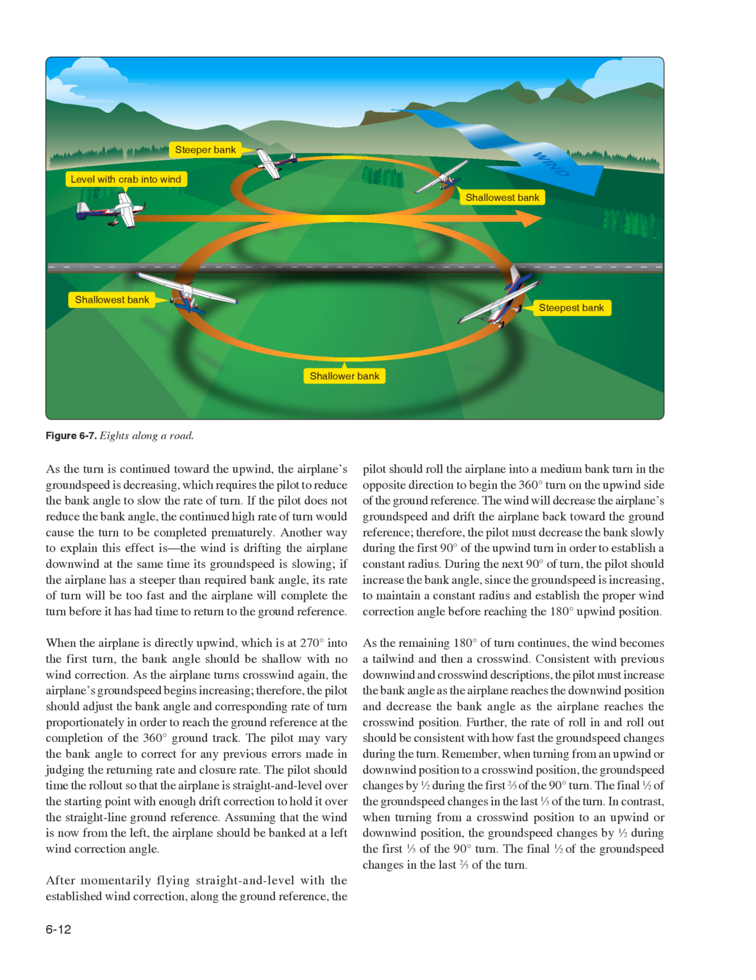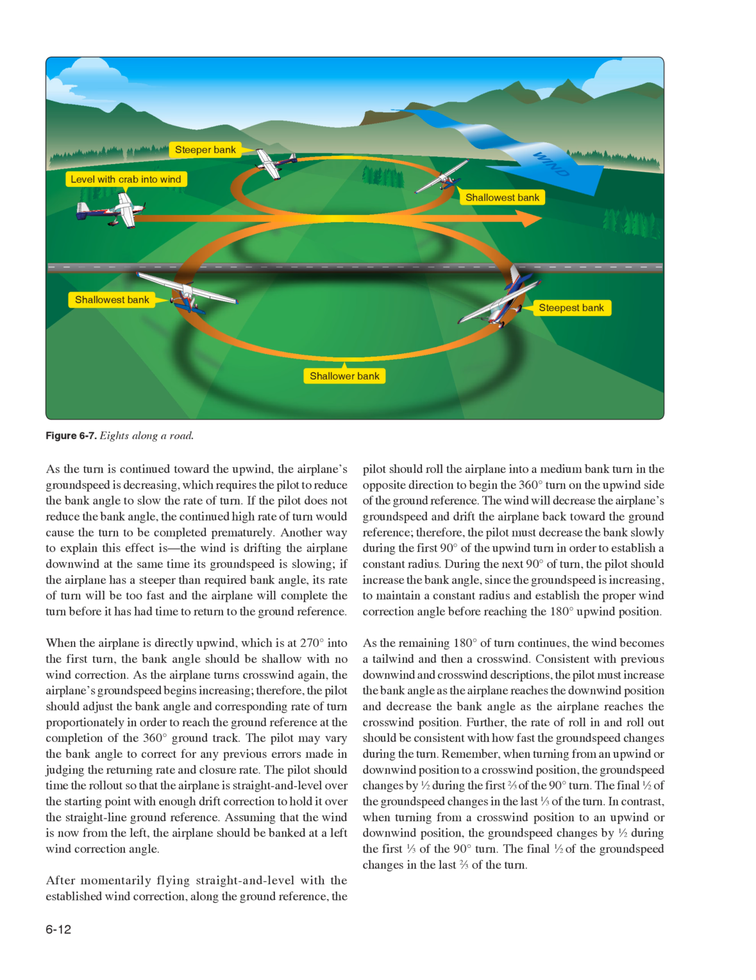As the airplane turns crosswind again, the airplane's ground speed begins increasing. Therefore, the pilot should adjust the bank angle and corresponding rate of turn proportionally in order to reach the ground reference at the completion of the 360 degrees ground track. The pilot may vary the bank angle to correct for any previous errors made in judging the returning rate and closure rate. The pilot should time the rollout so that the airplane is straight and level over the starting point with enough drift correction to hold it over the straight line ground reference.